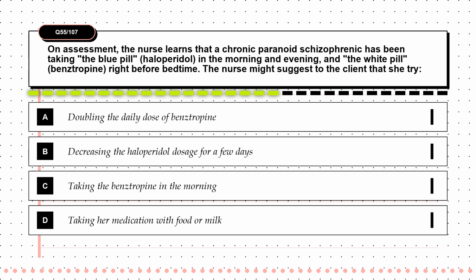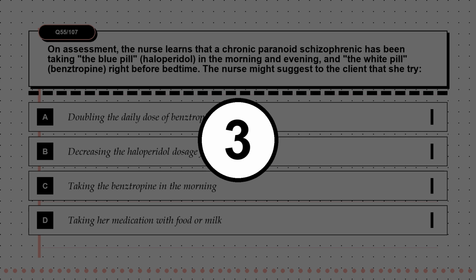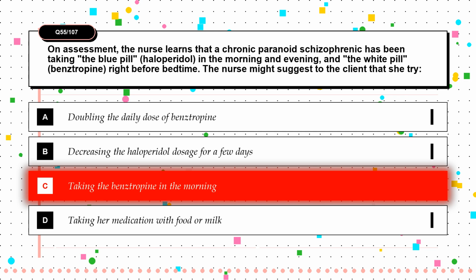The nurse might suggest to the client that she try. Here are the options. Option A. Doubling the daily dose of benztropine. Option B. Decreasing the haloperidol dosage for a few days. Option C. Taking the benztropine in the morning. Option D. Taking her medication with food or milk. The correct answer is option C. Taking the benztropine in the morning.